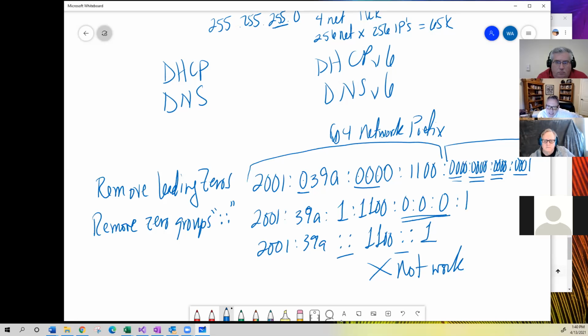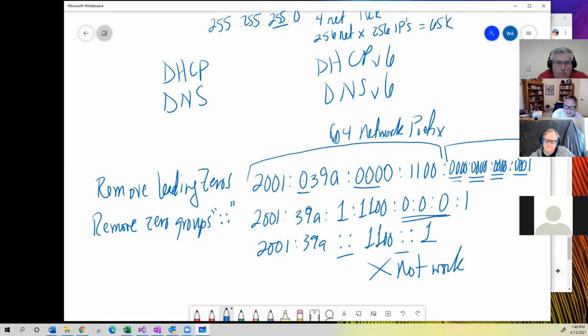And the rule is you choose the bigger set. Obviously, the one on the right in the interface ID section, that's 3 groups of 4 zeros. So that's the biggest group. The one on the left in the network prefix was only one group of 4 zeros. And so you would put it on the one over there.